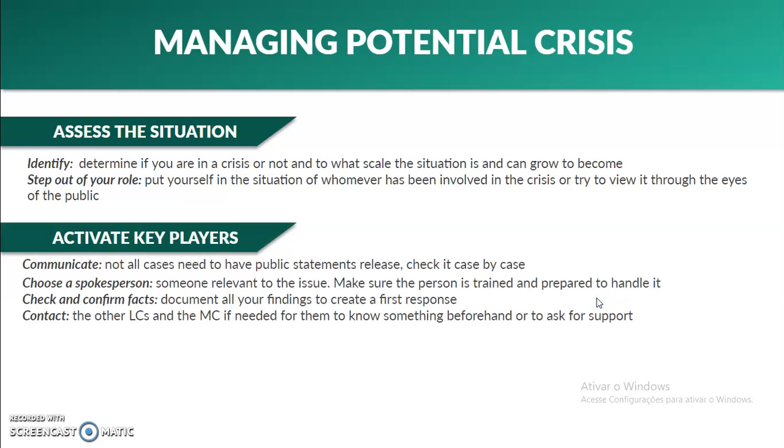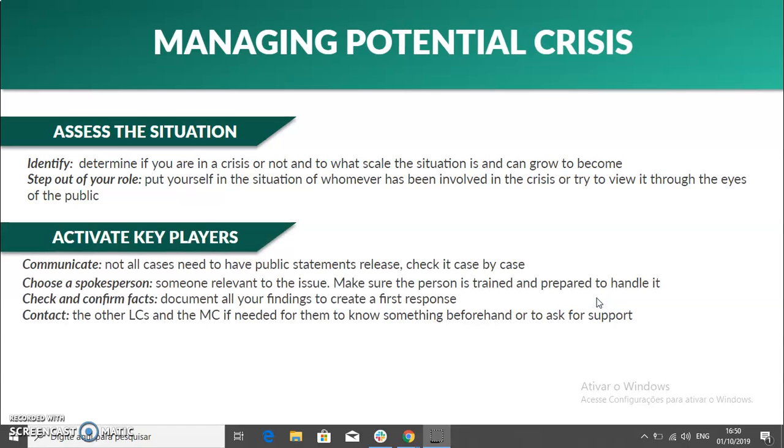Then you need to activate your key players. This is the moment to decide who needs to be involved, who needs to be updated about the situation. You can also reach out to other LCs and to the MC for them to know that you are going through something and that maybe this can affect them as well, and also to ask them for support.